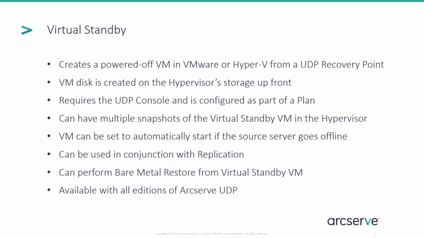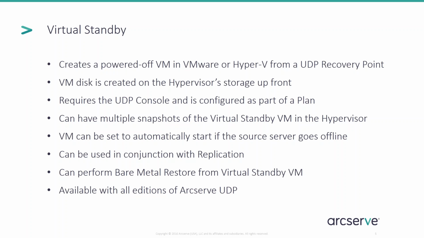When we do virtual standby, we can also choose to have multiple snapshots of the virtual standby VM. So for example, if you're doing a daily backup, you might choose to keep 5 snapshots of your virtual standby VM. What this means is if you want to start that VM up, you're not limited to starting the latest backup, but you can go back and start whichever snapshot you've decided to keep. Now you can have up to 24 or 29 snapshots, depending if you're using Hyper-V or VMware.